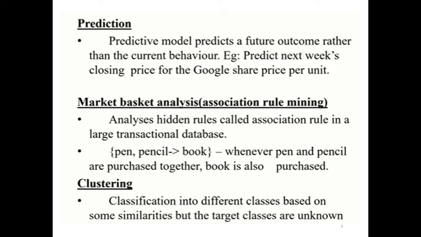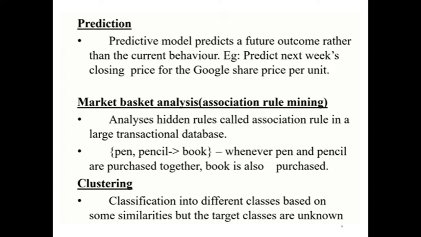Next is market basket analysis or association rule mining. It analyzes the hidden rules, called association rules, in a transactional database. See, I have already told that a person who is buying pen and pencil will surely buy a book. This buying pattern can be understood, and it is better to keep the pen, pencil and book in proximity. So this is the buying pattern of a customer, the association rule between pen, pencil and book. Now this topic will be learned in module 5 in detail.